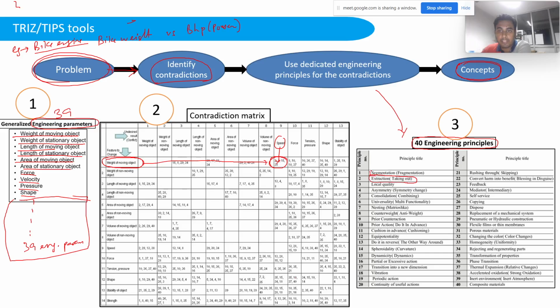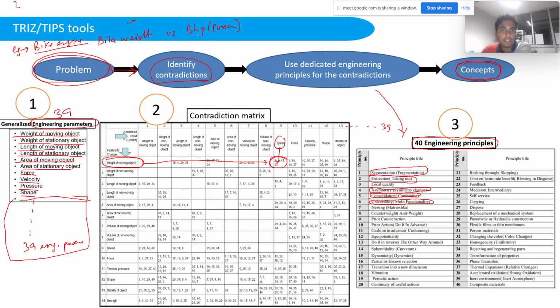So for example, segmentation: you break down a particular mechanism or technology, whatever it is. Extraction: take out something. Then asymmetry: make something asymmetric. Combine something, consolidate something. Make something universal, multifunctional. Likewise, you have these principles, and see how this can be done. For example, in a bike, weight versus bhp would be, I think we do not have that here. So likewise, you have a 39 by 39 matrix.